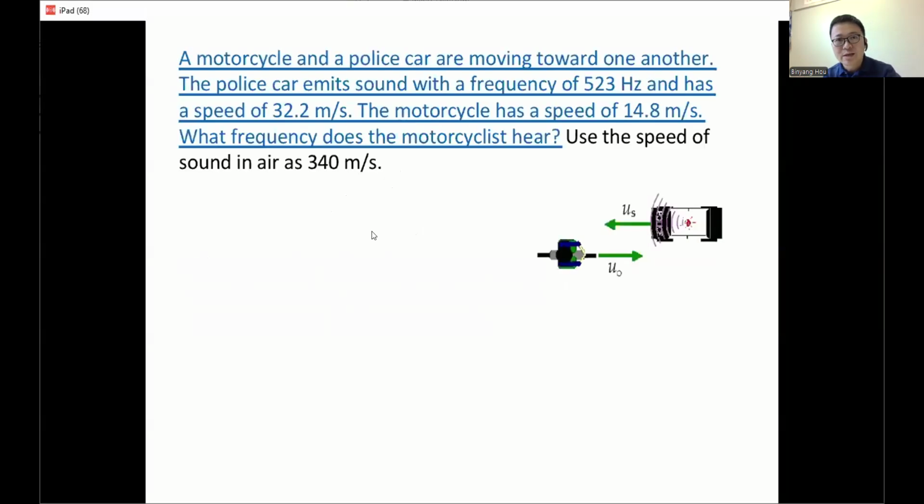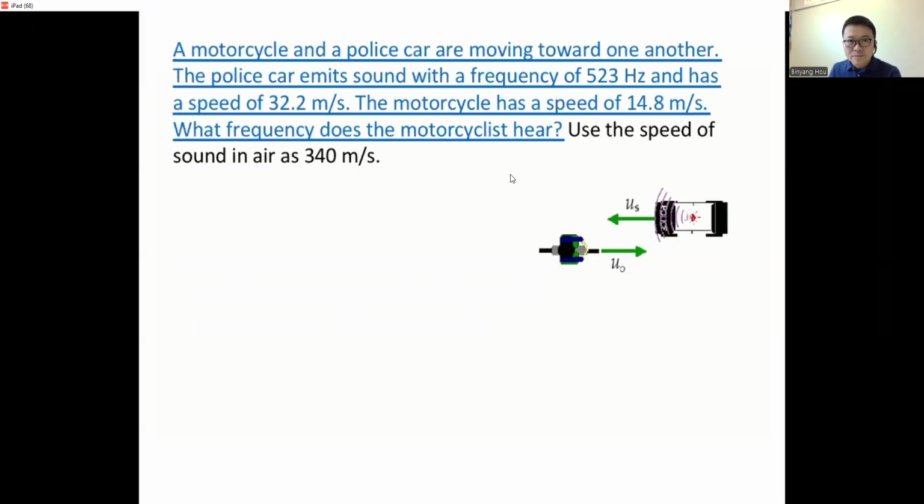It says a motorcycle and a police car are moving towards one another. The police car emits sound with a frequency of 523 Hz and has a speed of 32.2 meters per second. The motorcycle has a speed of 14.8 meters per second. What frequency does the motorcyclist hear? Okay, so for that, let's go to this one here.